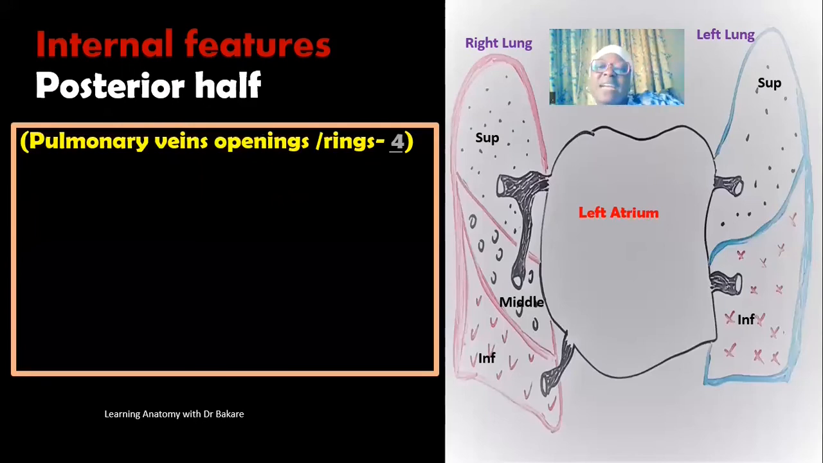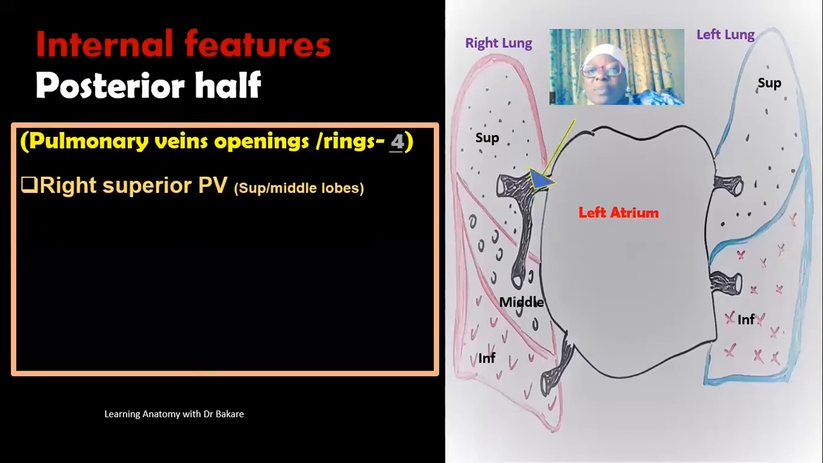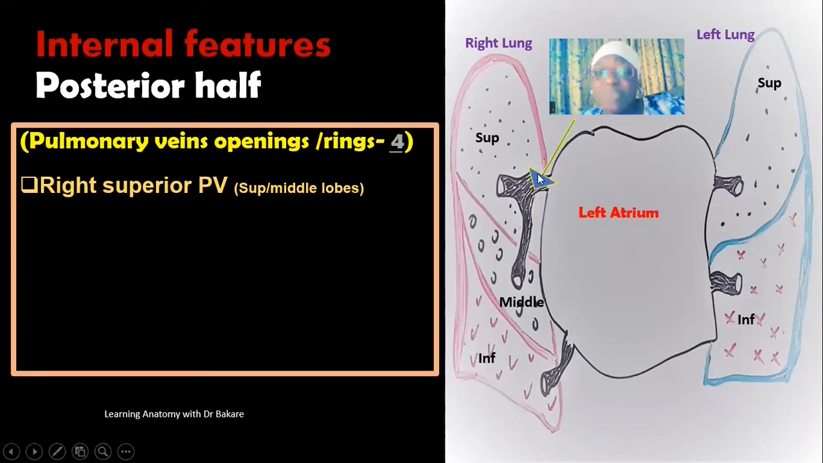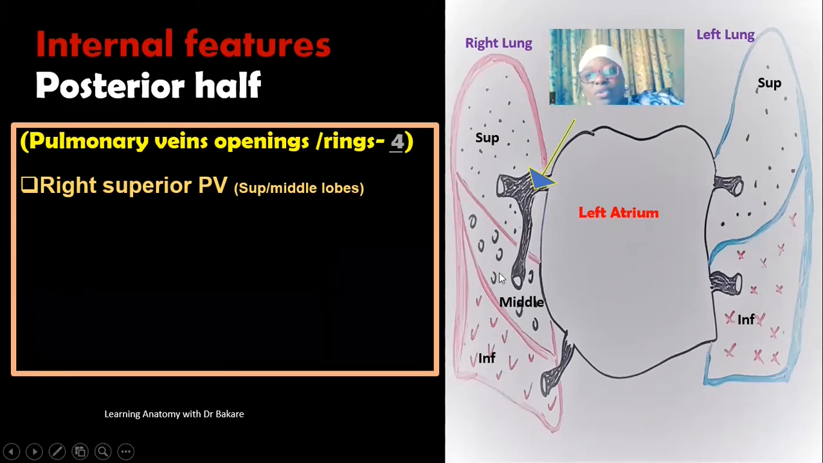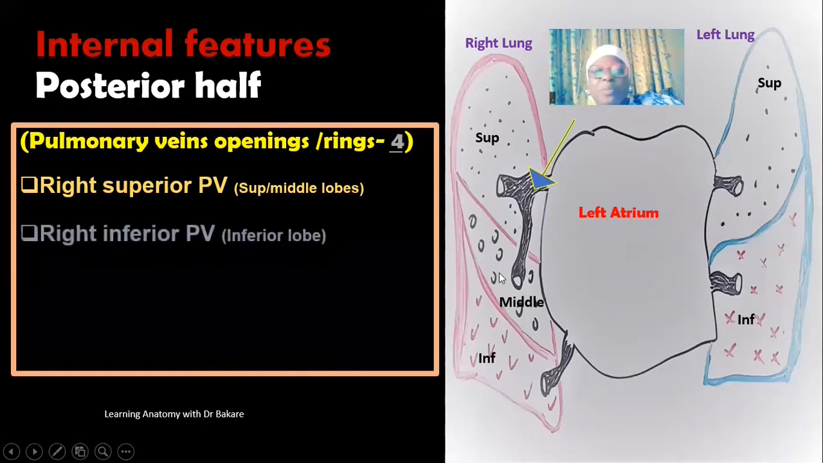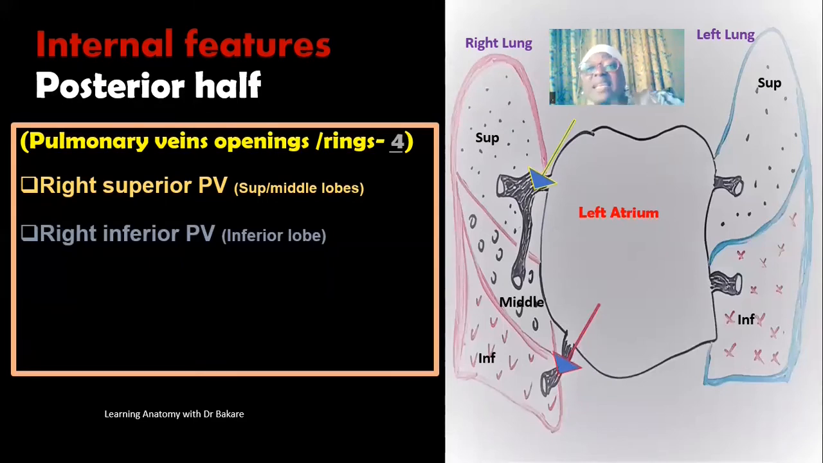The right pulmonary veins: we have the right superior pulmonary vein. This is the right superior pulmonary vein, and where it drains are the superior and the middle lobes of the right lung. We also have the right inferior pulmonary vein, and this is the right inferior pulmonary vein, which only drains the inferior lobe of the right lung. So you can see how they distribute their drainage of oxygenated blood from the lungs.